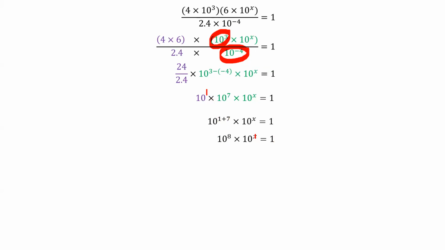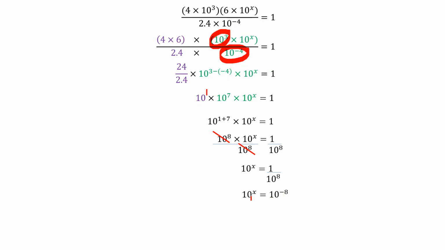Now, we're still trying to solve for x. So let's get rid of this 10 to the power of 8. Let's put that on this side. We could do that by dividing both sides by 10 to the power of 8. We cancel the 10 to the power of 8 on this side. So we have 10 to the power of x is equal to 1 divided by 10 to the power of 8. We can rewrite 1 divided by 10 to the power of 8 as 10 to the power of negative 8, like they mean the same thing. Now, what do we do next?